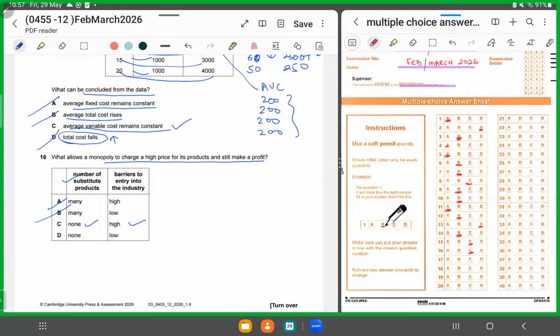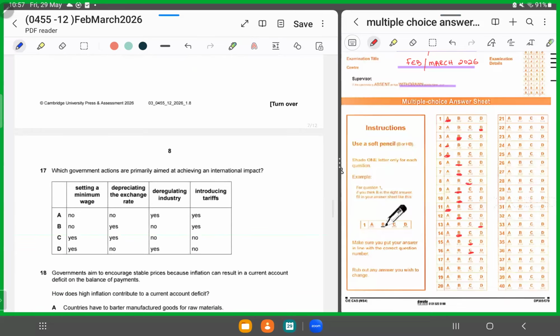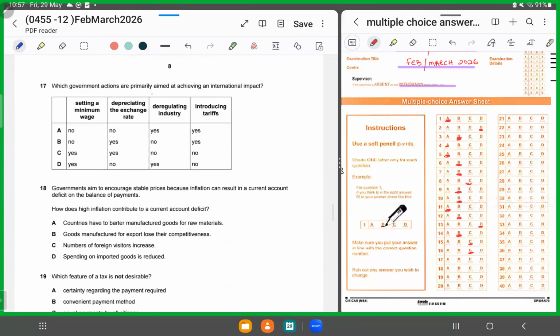Moving forward, MCQ number 17. We are halfway through the paper. Which government actions are primarily aimed at achieving an international impact? So if you are achieving an international impact, which actions would lead to it? Setting a minimum wage, depreciating the exchange rate, deregulating industry, introducing tariffs. Yes, tariffs and exchange rate are all talking about what? International trade. So that is talking about the international arena. So it has to be a yes and a yes.